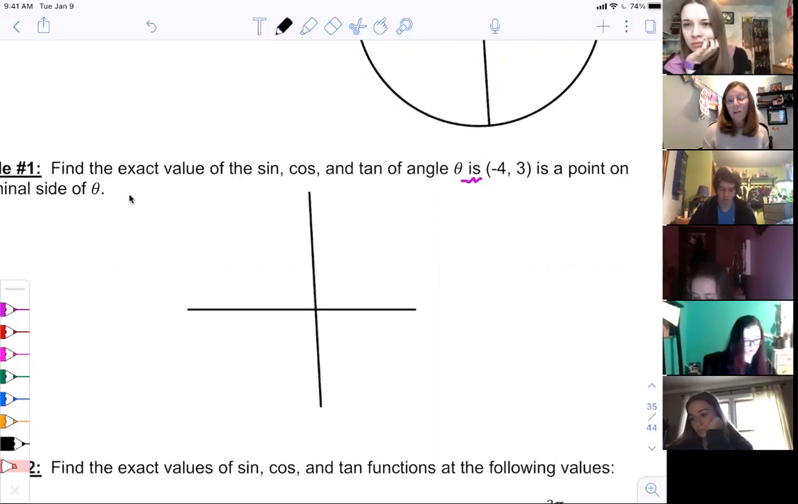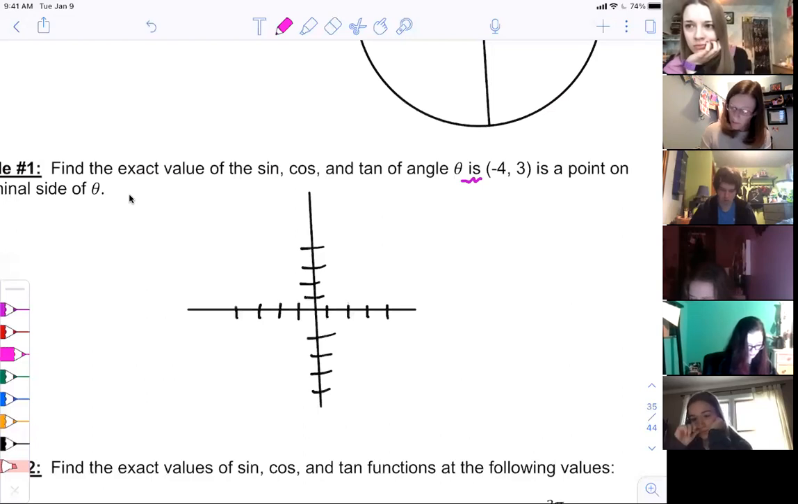And you're going to plot this point just like you would plot a point any other time you were asked to plot a point. So this is an ordered pair. When we graph an ordered pair, we move over for X, which is left 4, and we move up 3.